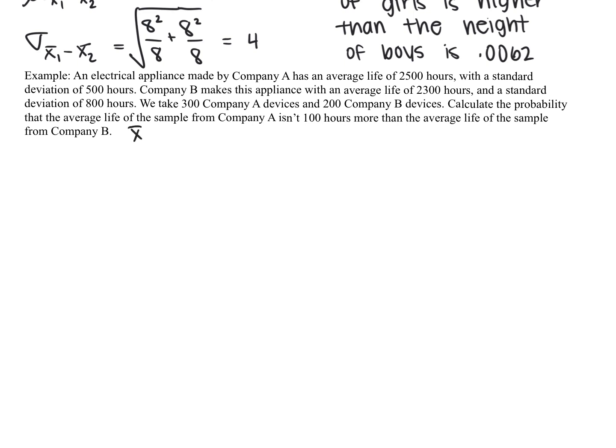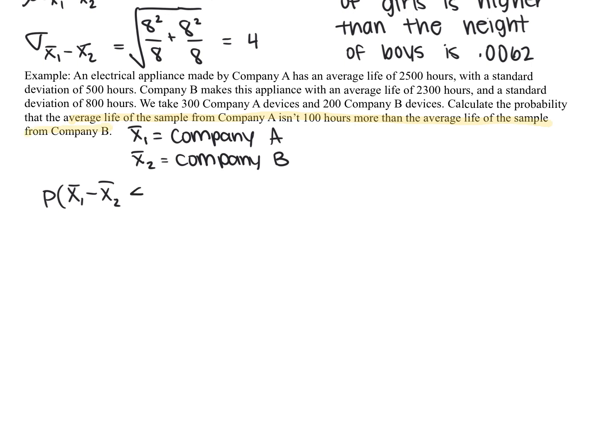So I'm going to have X1 bar be Company A and X2 bar be Company B. So we're looking at the probability that the difference, so if we look in our statement, we want to know the average life from Company A isn't 100 hours more than the average life from Company B. So we're looking that their difference is less than or equal to 100.